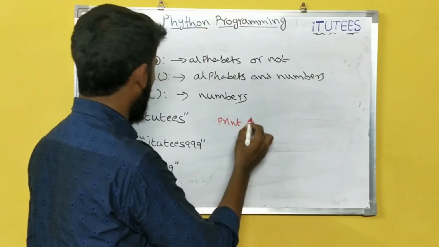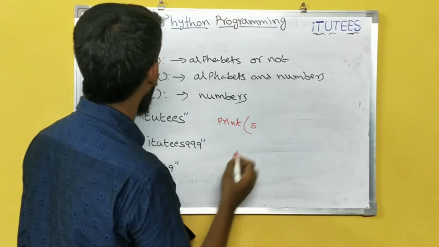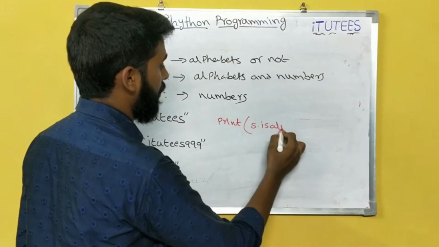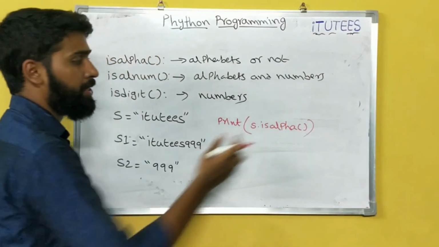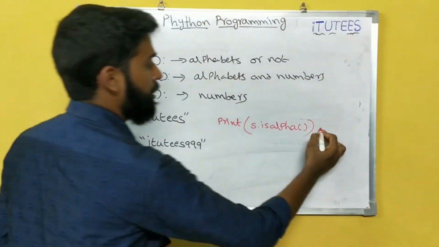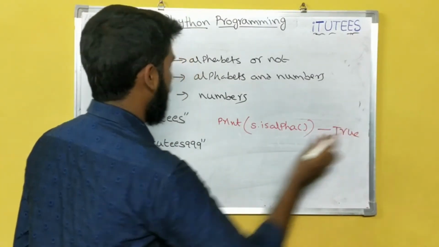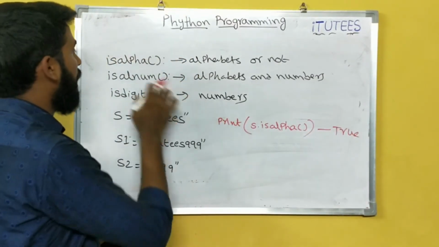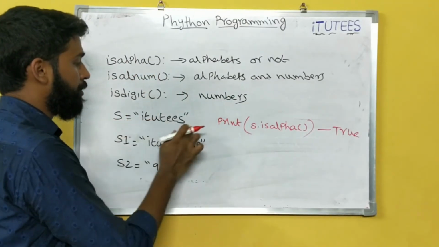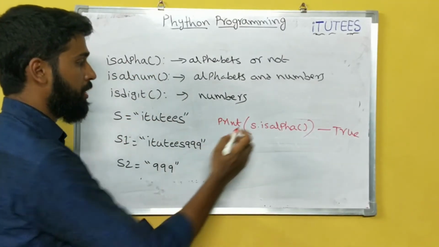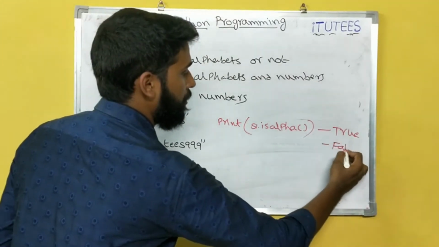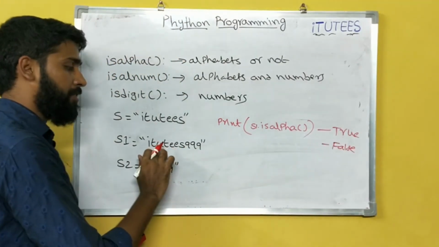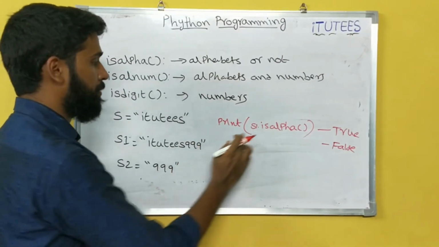Print s.isalpha(). It returns true. Why? All the characters in ITUTEES are alphabets. If I check s1.isalpha(), it returns false. Why? It's a combination of alphabets and numbers.